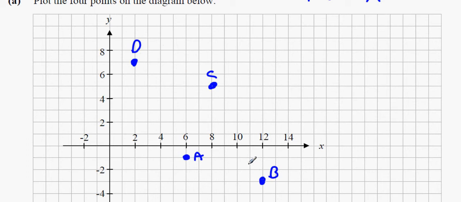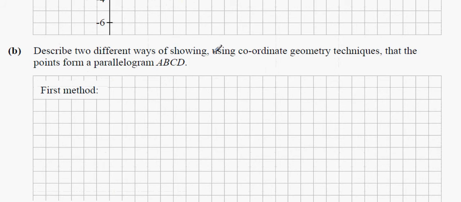Now, the next question will be, describe 2 different ways of showing, using a coordinate diagram, coordinate geometry techniques. So this means the techniques that are in your book, in your tables, for the most part on the coordinate geometry section, page 18 of your tables. There's going to be a lot of coordinate geometry formulas, so just remember they're all on page 18.